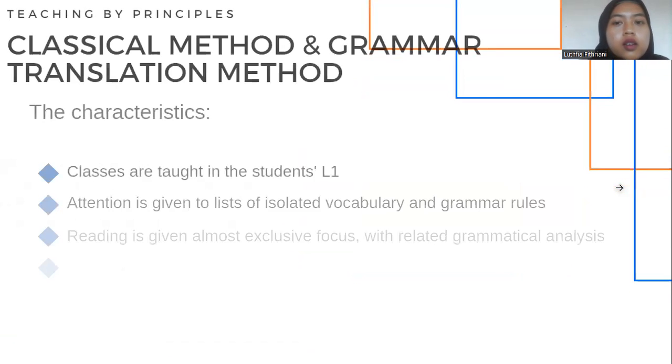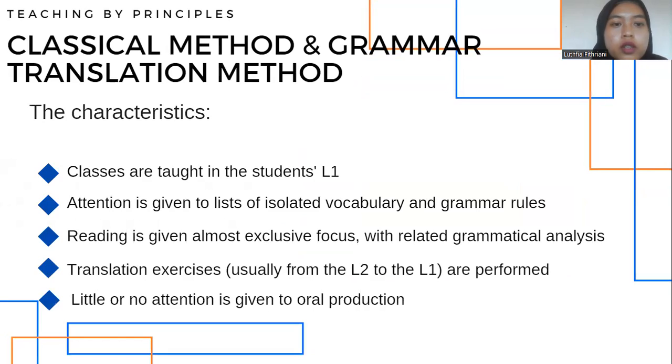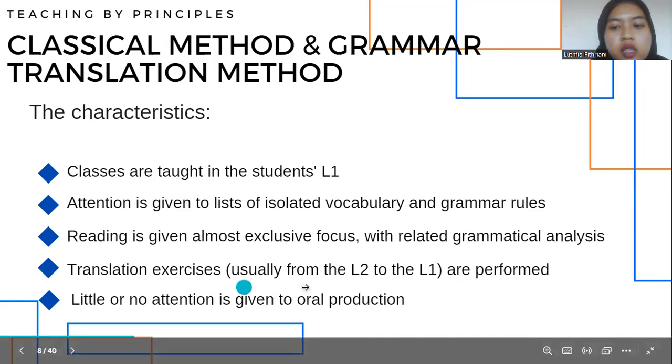And what are the characteristics of classical method and grammar translation method? So there are some characteristics of grammar translation method and classical method. Those are: classes are taught in the student's L1. Attention is given to lists of isolated vocab and grammar rules. Reading is given almost exclusive focus with related grammatical analysis. Translation exercises are performed, and little or no attention is given to oral production.